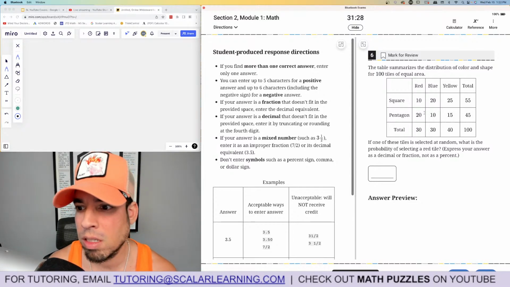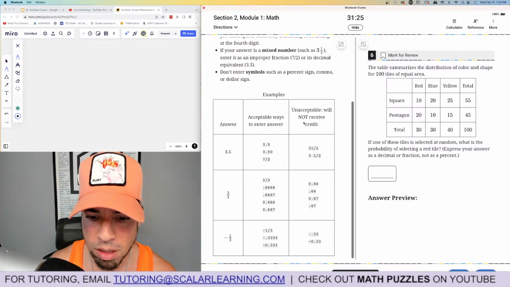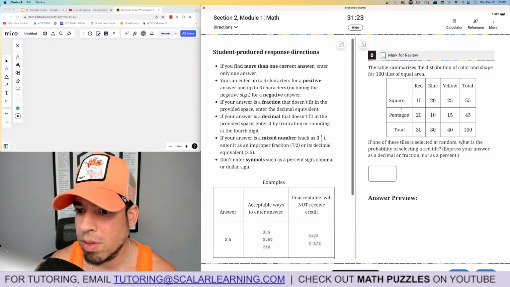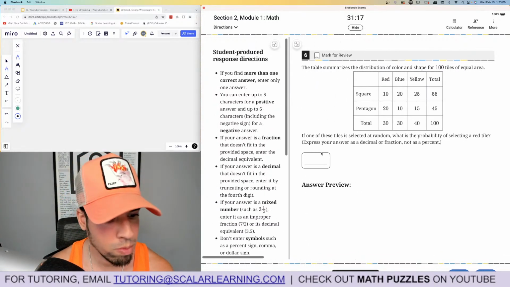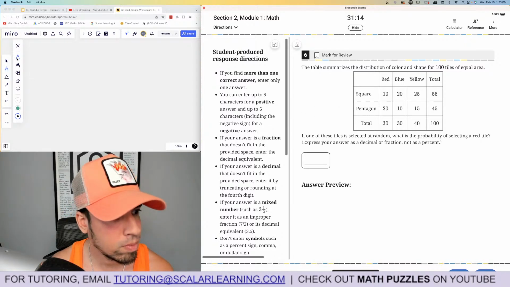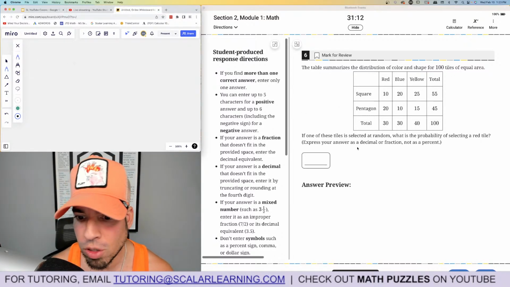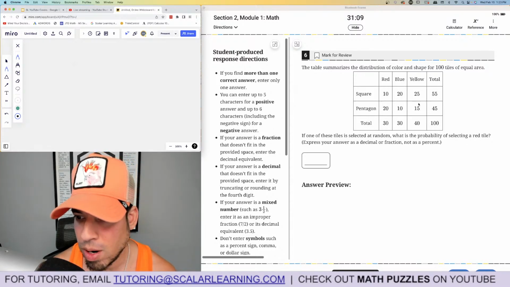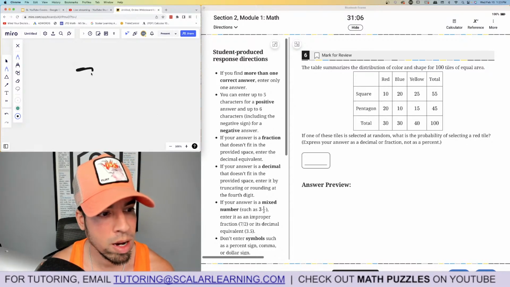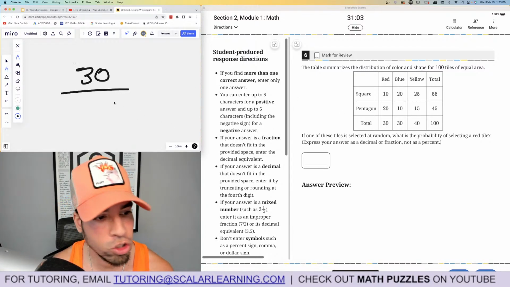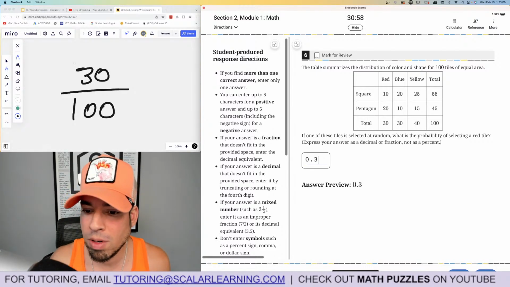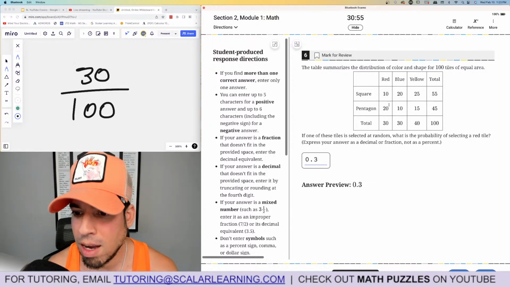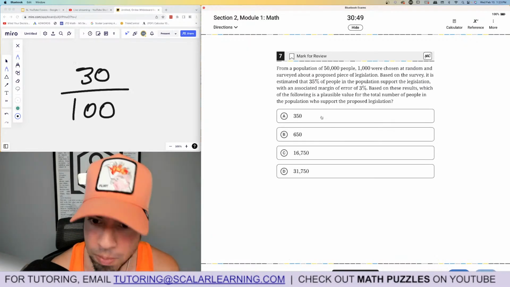Okay, 6. The table summarizes, this is just an example, I think, on this side. I wonder if I can move this over. There we go. Nice. The table summarizes the distribution of color and shape for 100 tiles. I hope you guys can read this all right. If one of these tiles is selected at random, what is the probability of selecting a red tile? So there are 30 red out of a total of 100 tiles. So 30 out of 100, or 0.3. Just say 0.3, it's fine. Let me make sure I read that right. Yeah, because there are 100 tiles and 30 of them are red. Done. Next.